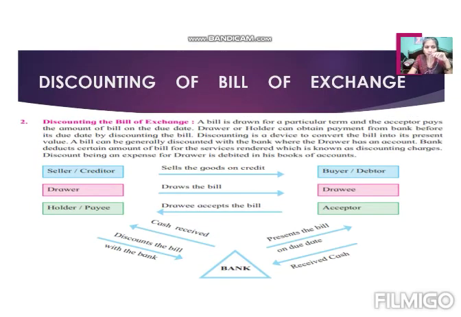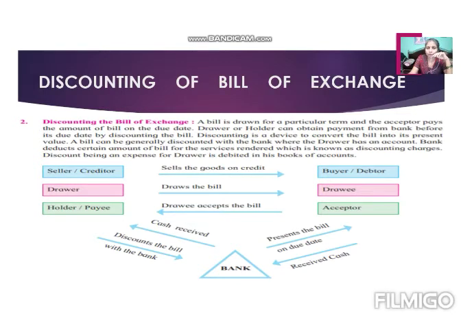Now this is the second option which can be used by the drawer, that is discounting of the bill of exchange. Discounting the bill means what? A bill is drawn for a particular term and the acceptor pays the amount of the bill on due date. But suppose the drawer or the holder is in need of finance. He wants that money. At that time, the drawee is not going to pay him before maturity date. He cannot ask the drawee for payment.